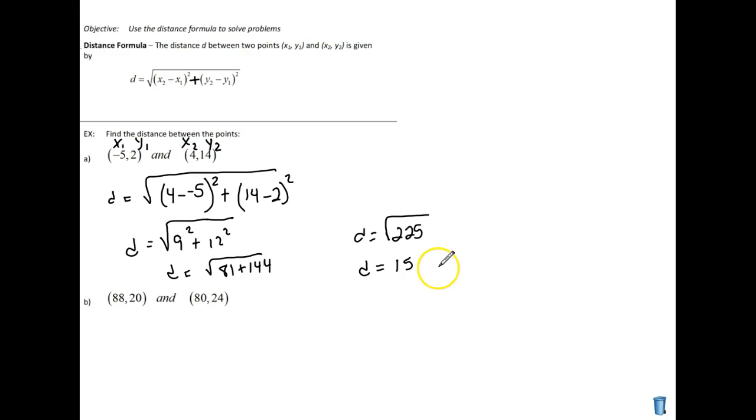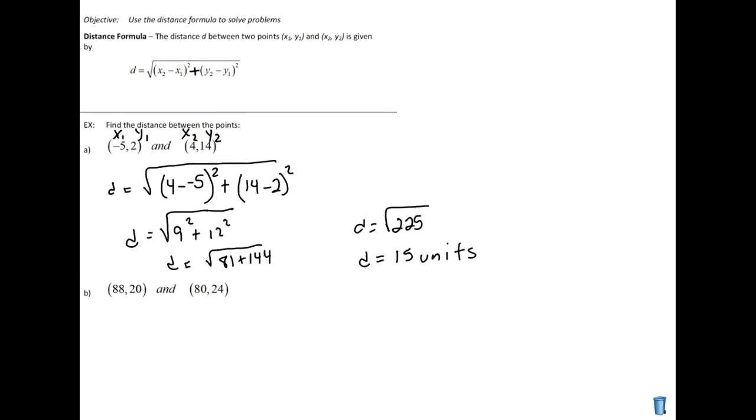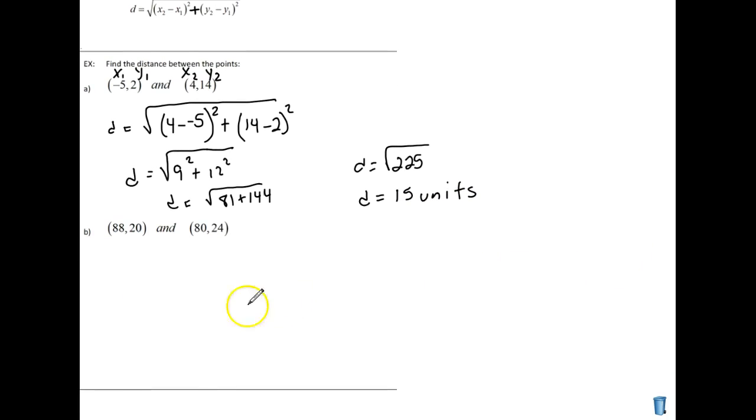Now, it might say the units that are involved in here, if it's inches or feet or miles, but if not, just go ahead and put units, because distance is a measurement and it needs something for a measurement to go with it. Similarly, I like to label the points so I remember where I am getting the pieces from.